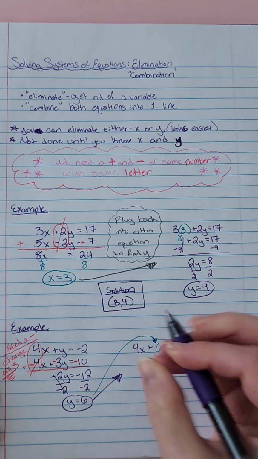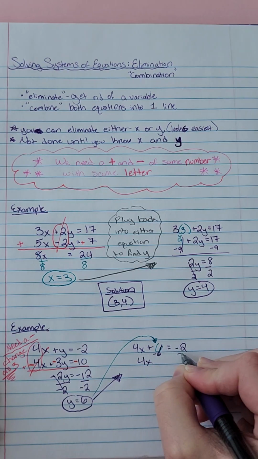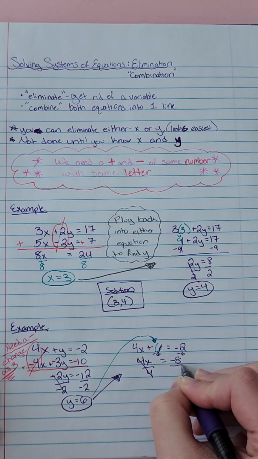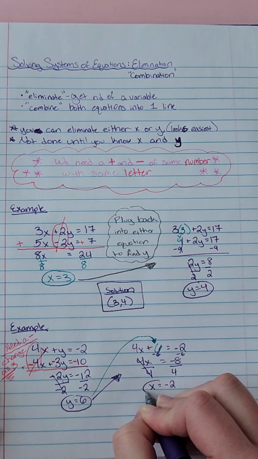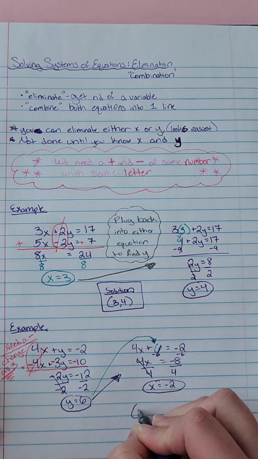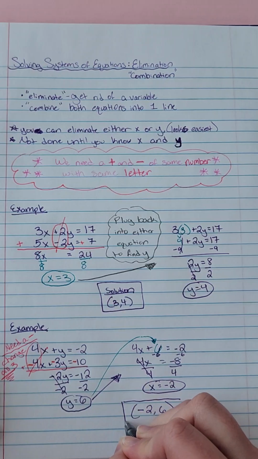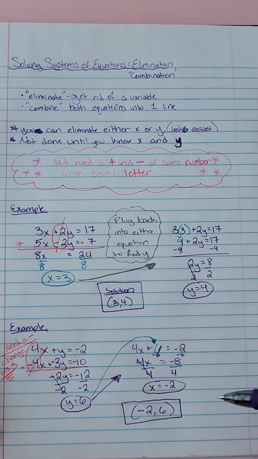Now I have my y in there, so I can say 4x. If I subtract 6 on both sides, equals -8. Divide by 4. x equals -2. So my solution here, x is first, is (-2, 6). Right there.